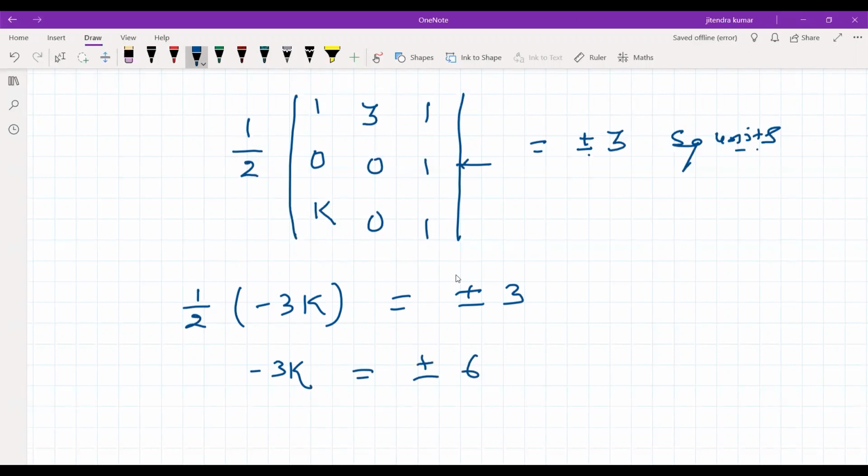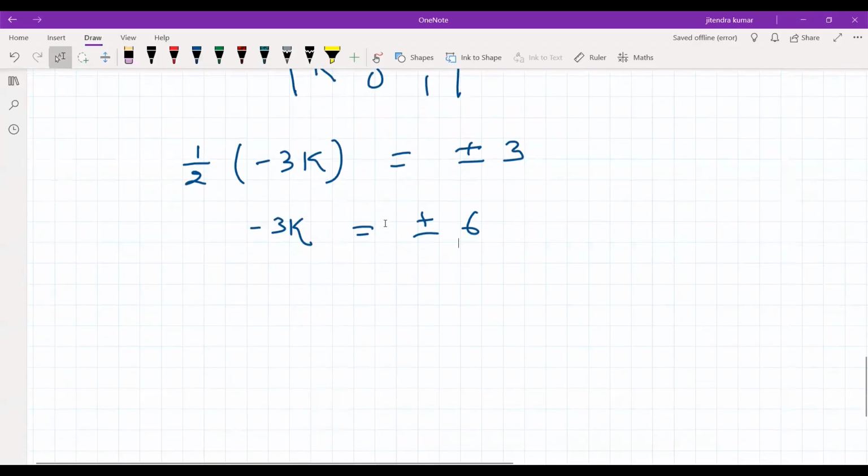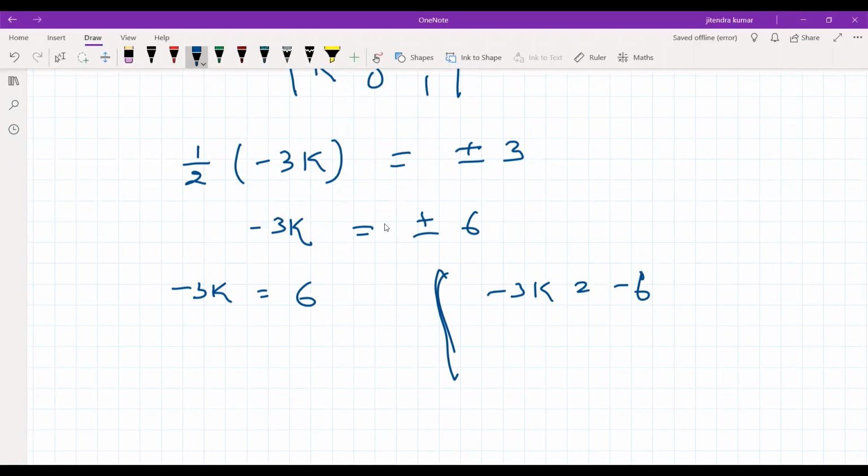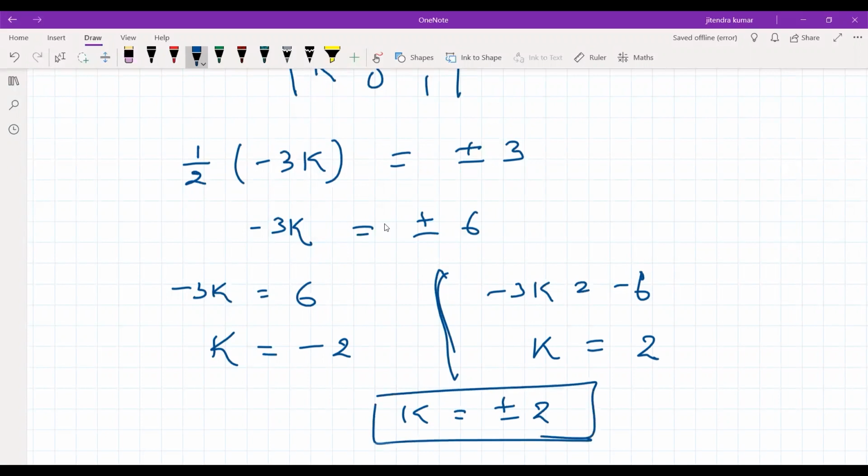So now there are two values of k which are possible. One is minus 3k is equal to 6, and the other is minus 3k is equal to minus 6. So the possibilities are k is equal to minus 2 or k is equal to 2. So the possible values are plus minus 2.